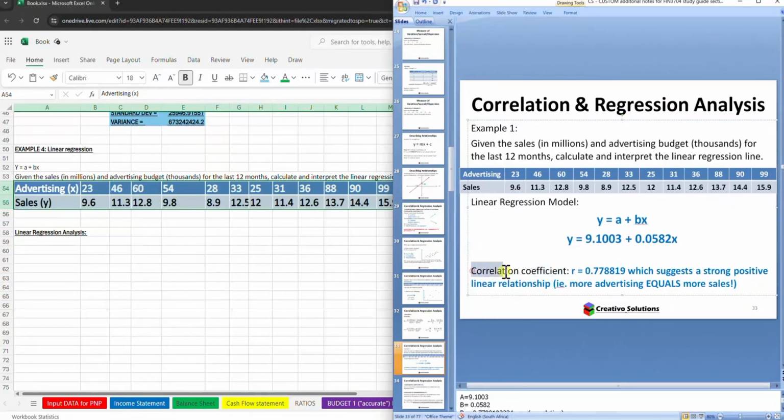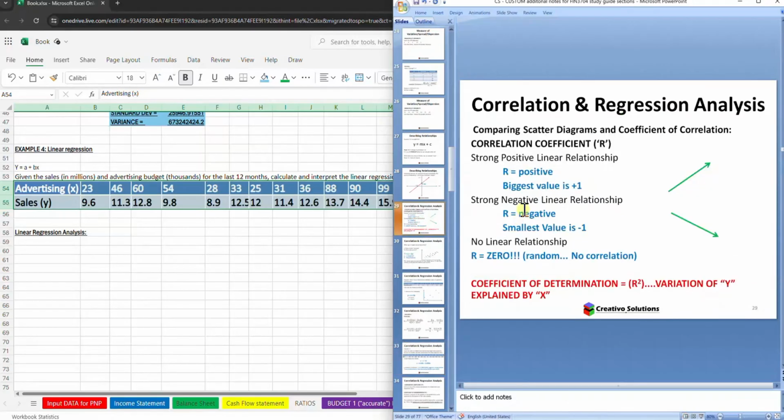The word correlation means, okay, how accurate or how much impact does advertising actually have on sales? All right, so in this case, the coefficient is 0.778819, which suggests a strong positive correlation. Okay, so in statistics, there's a slide on that here. When you have R as positive, you have a linear upward sloping correlation. So in other words, there's a positive relationship.